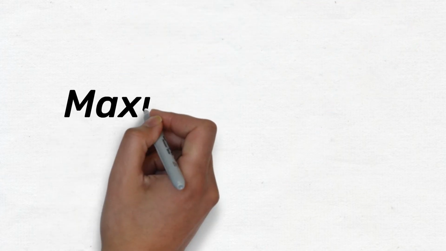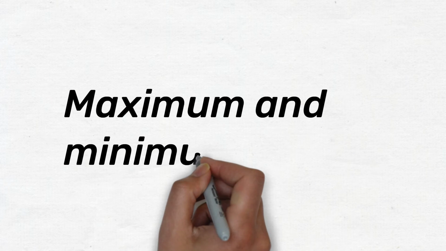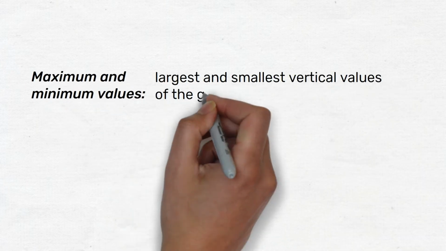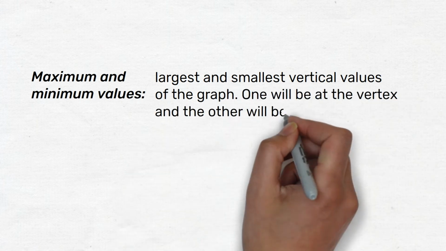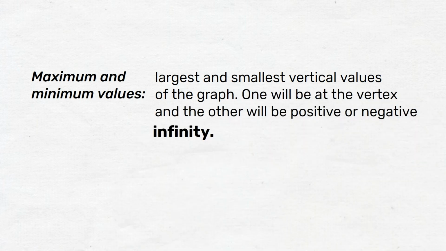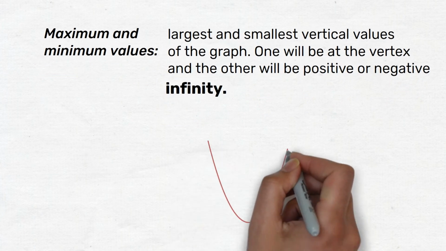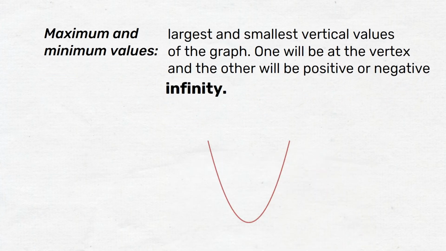Next up is another fairly self-explanatory one, which is the maximum and minimum values. These are just the largest and smallest vertical values of the graph. One of them will be at the vertex, and the other one will generally be positive or negative infinity. Please keep in mind, this is just the vertical values. We don't care about horizontal positioning at all. So if we look at this example graph here, our minimum is going to be at the vertex, and our maximum is going to be at infinity because the graph just keeps going upwards. If the graph were flipped, our maximum would be at the vertex, and our minimum would be at negative infinity.